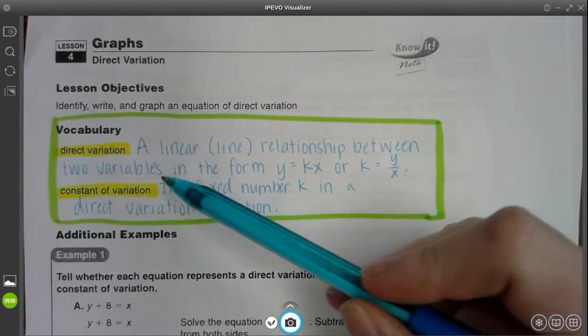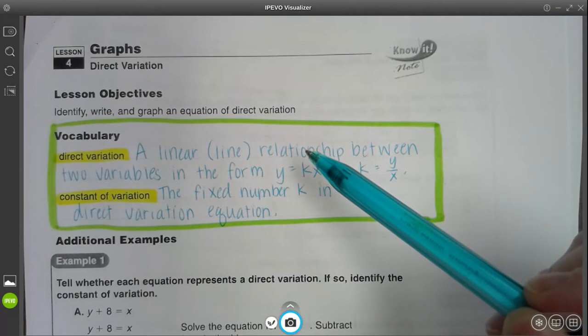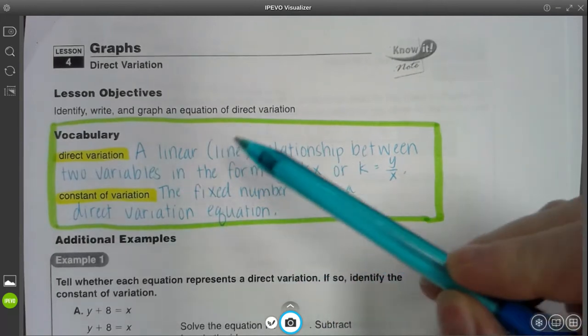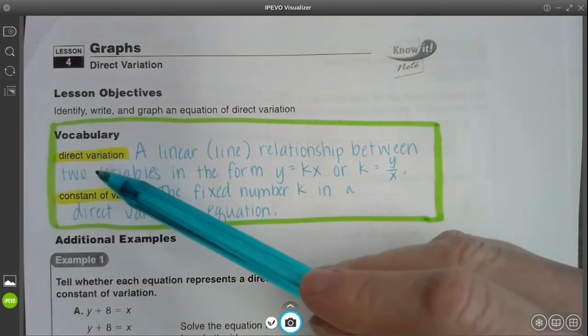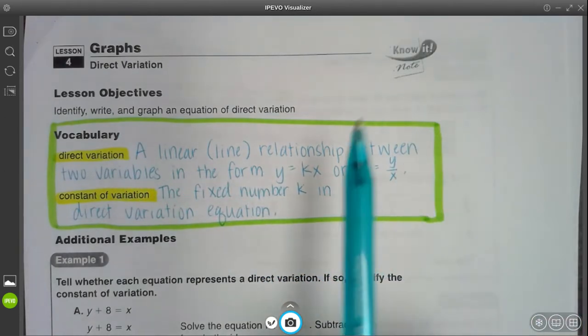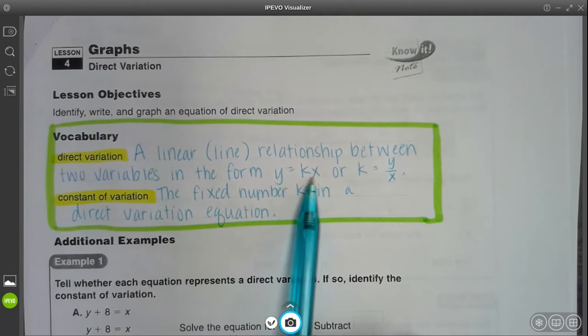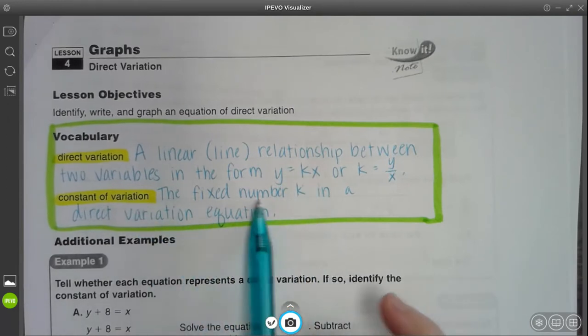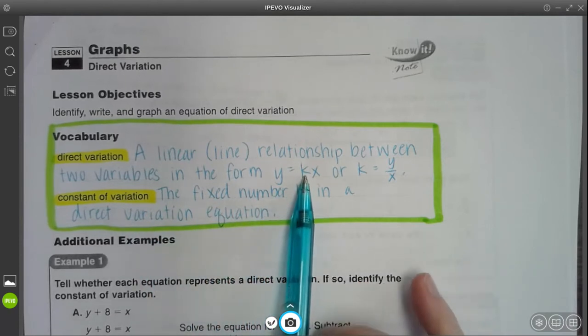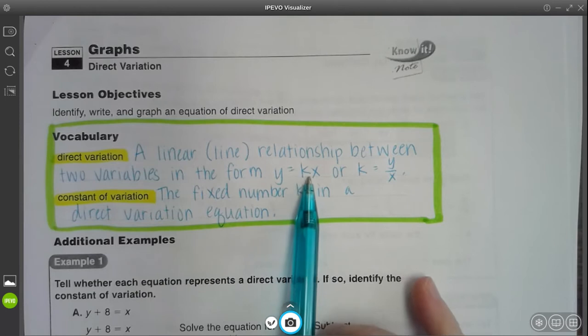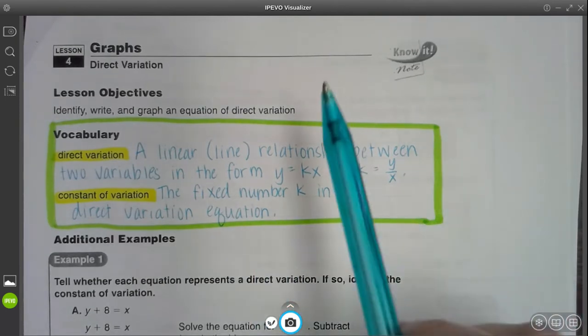Okay, so direct variation is a linear relationship, and the root word of linear is line. So it kind of goes along with what we've been talking about with slope. It's a relationship between two variables written in this form, y equals k times x, and k is going to be what we call the constant of variation. It's the fixed number. So k is, in this case, really like the slope.